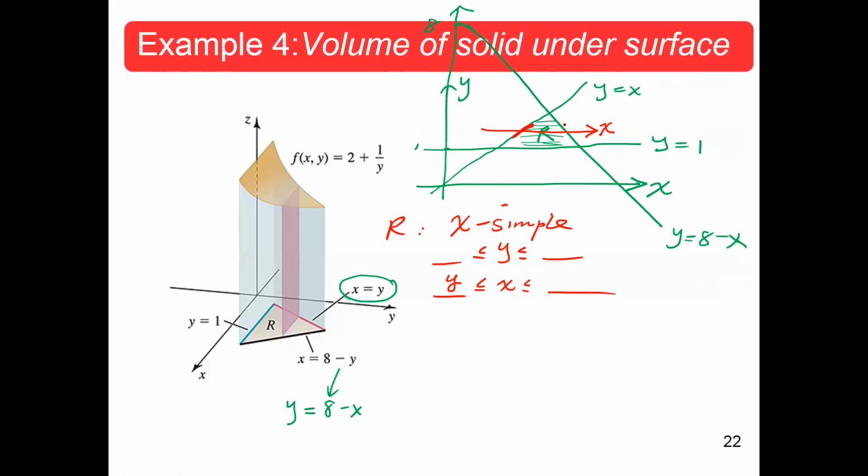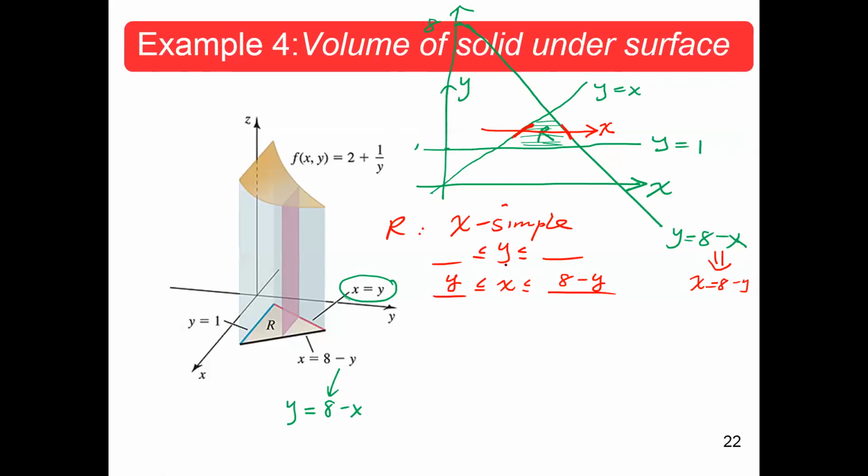Secondly, x intersects this straight line, right? We know that's y equals 8 minus x, which is the same as what it tells you originally, x equals 8 minus y. The upper bound will be 8 minus y. So we have figured out the two boundaries for x.